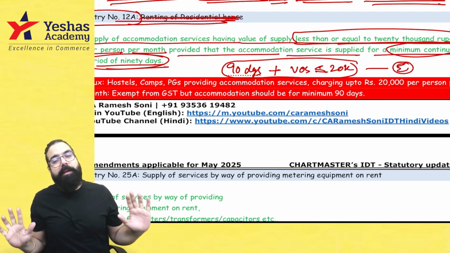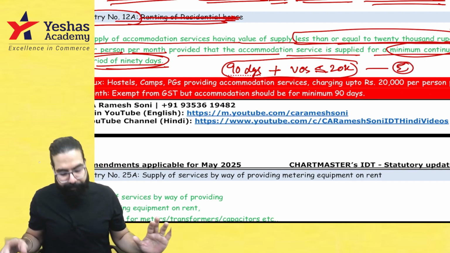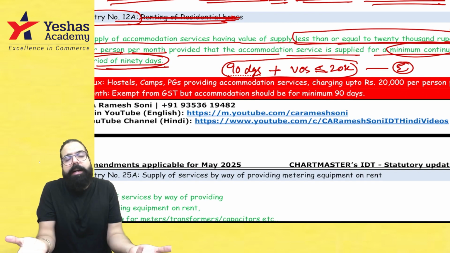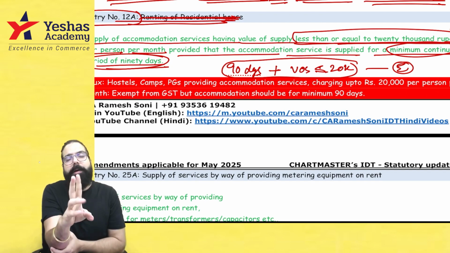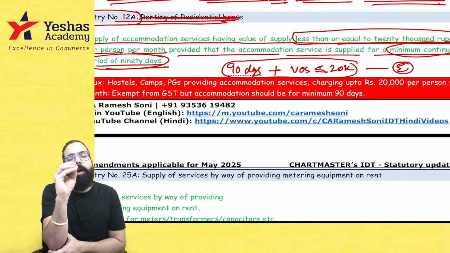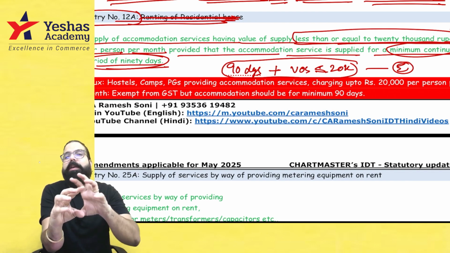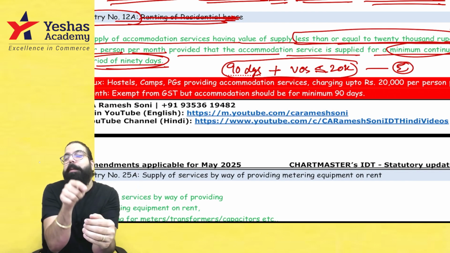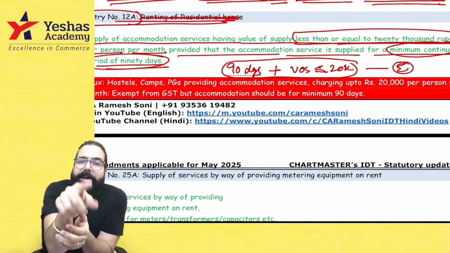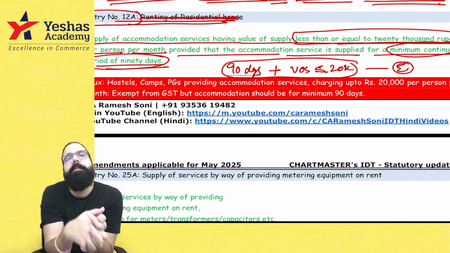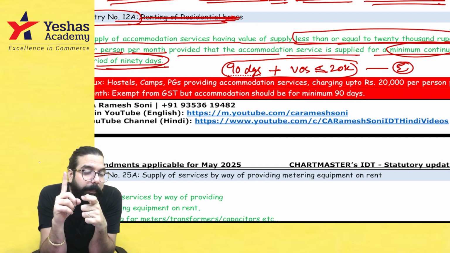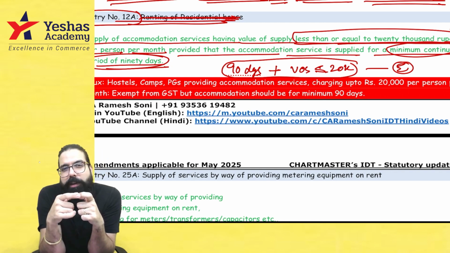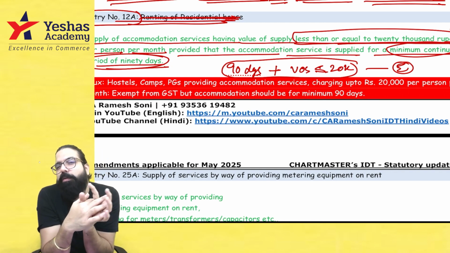So I am a PG. They will give you this question in the exam. I am renting the PG to a student. If I am charging per student per month up to 20,000 rupees, I will not charge GST. But I should have given it on rent to you for a minimum of 3 months, 90 days. And per month should be how much? Up to 20,000, and minimum 90 days.